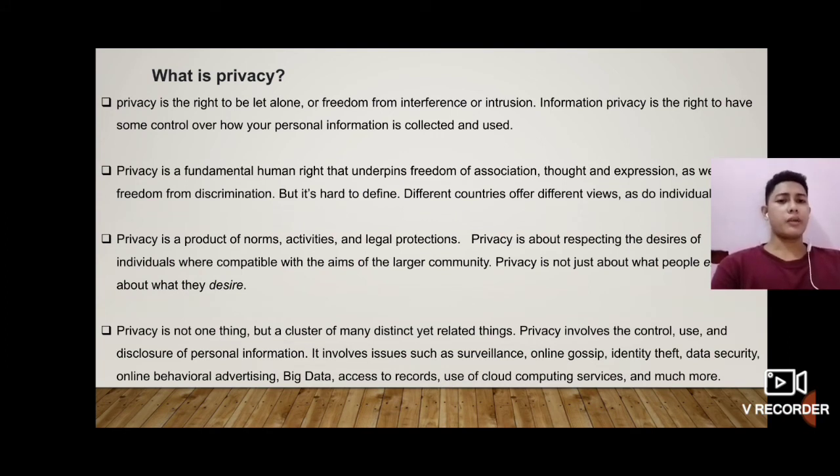And last, privacy is not one thing but a cluster of many distinct yet related things. Privacy involves the control, use, and disclosure of personal information. It involves issues such as surveillance, online ghosting, identity theft, data security, online behavioral advertising, big data, access to records, use of cloud computing services, and much more.